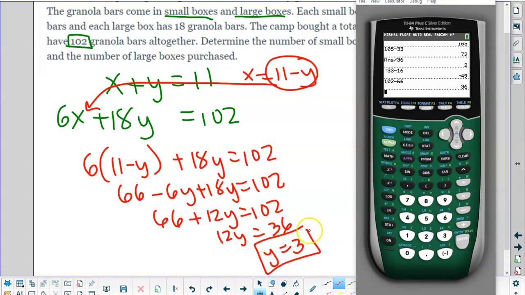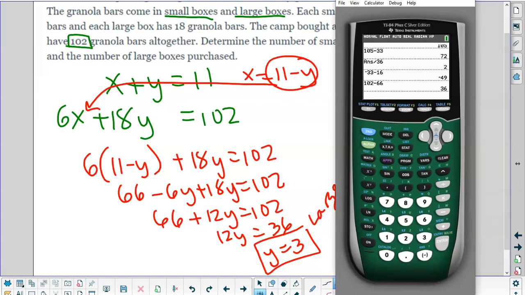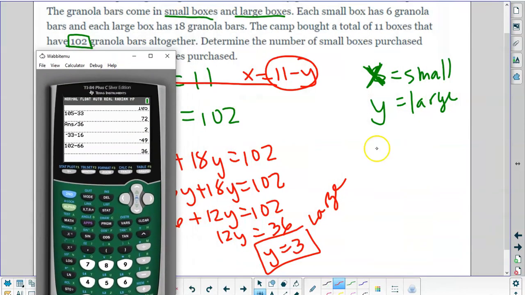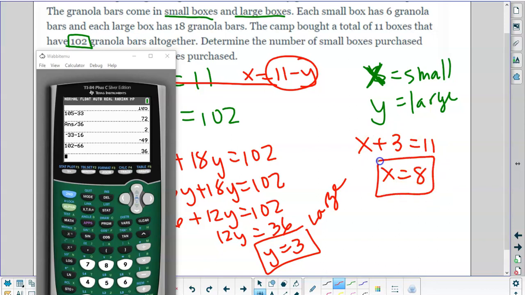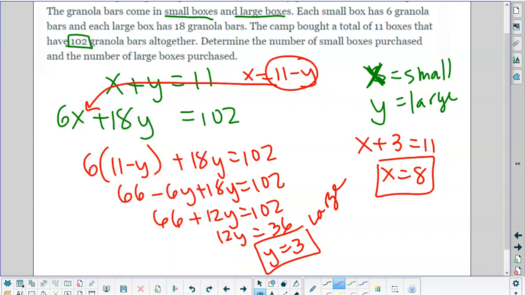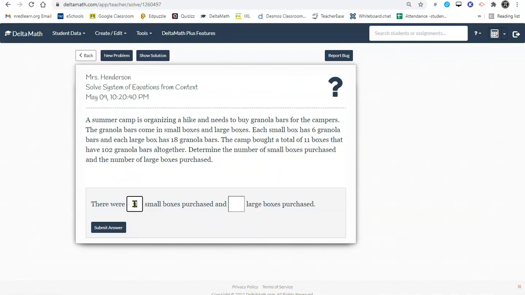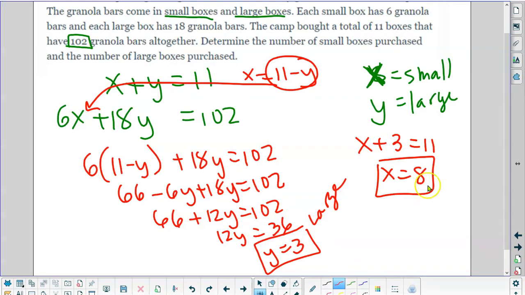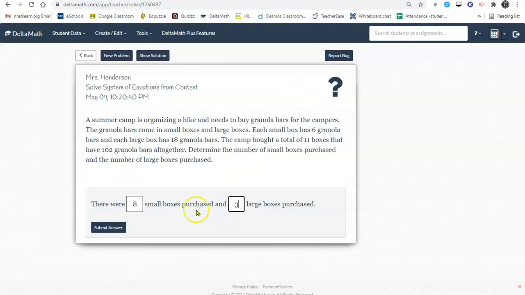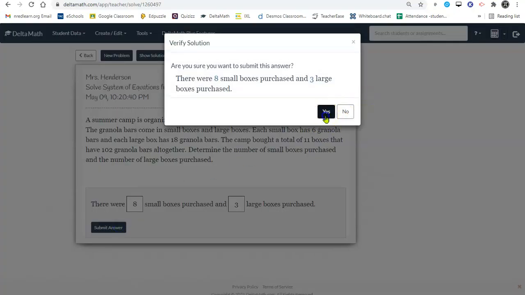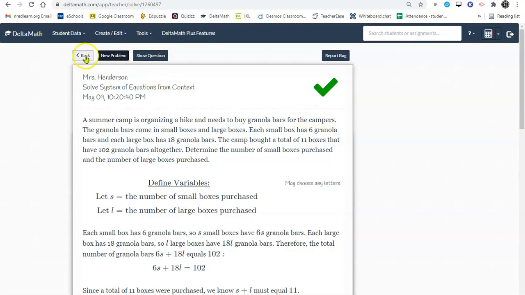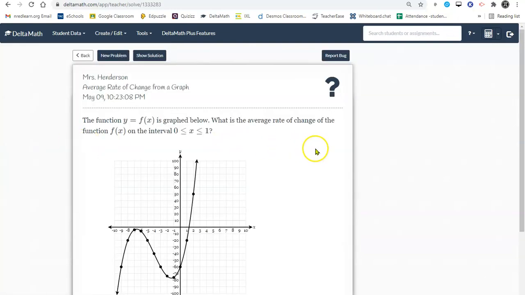So that's the large boxes. So 3 large boxes of granola. And if I have to have 11, that means I have 8 small boxes of granola. So 8 small, 3 large. That's how I translated it. 8 small, 3 large. I'm going to double check. Small is 8, large is 3. Okay. Yes, we did it. Okay, and the last one is average rate of change from a graph.